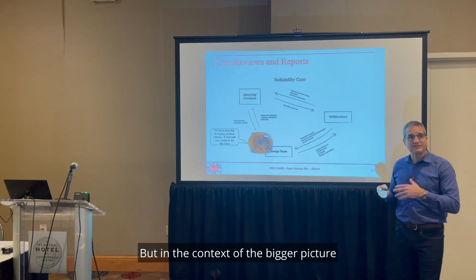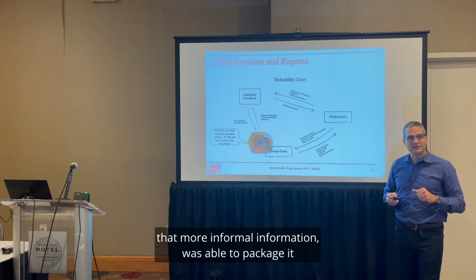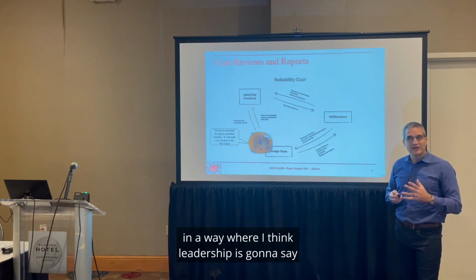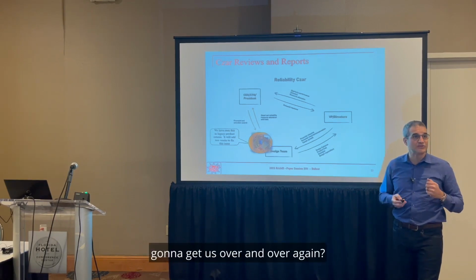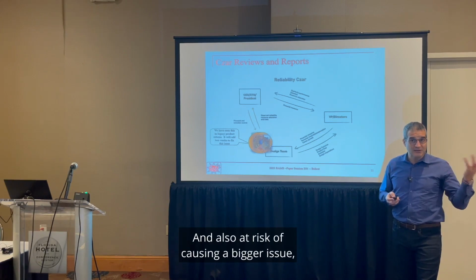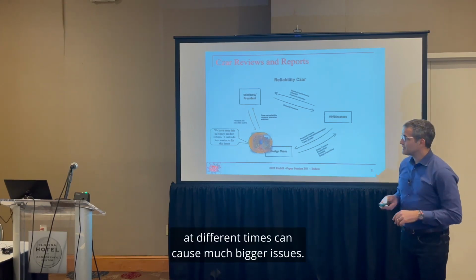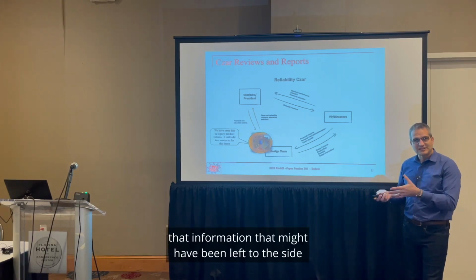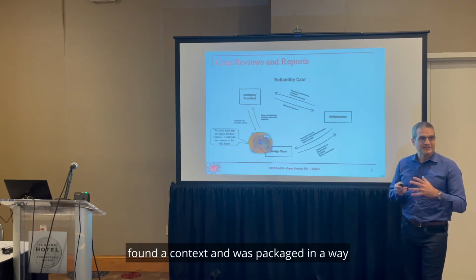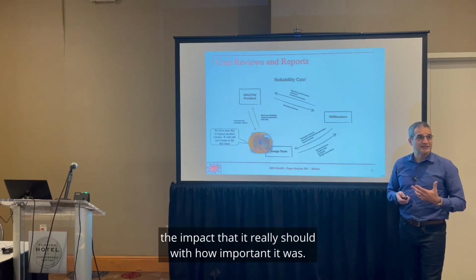But in the context of the bigger picture for that product line, the Czar, having that more informal information, was able to package it in a way where I think leadership is going to say, do you know what? Why are we having this chronic thing that's going to get us over and over again? And also at risk of causing a bigger issue. Those small issues at different times can cause much bigger issues. So that's how the Czar can ensure that information that might have been left to the side found a context and was packaged and delivered in a way that had the impact it really should, given how important it was.